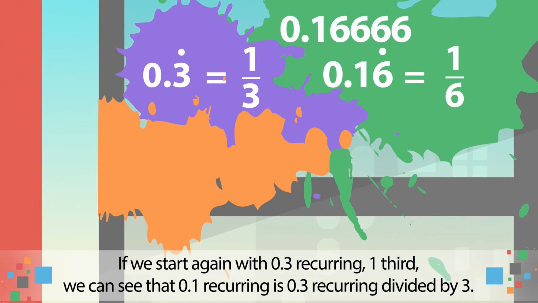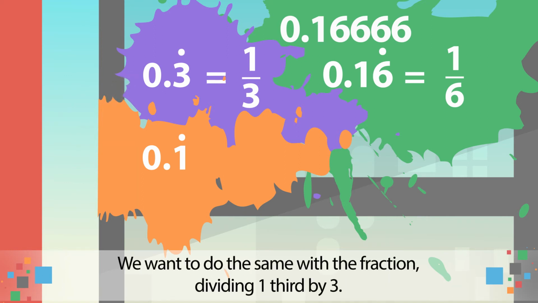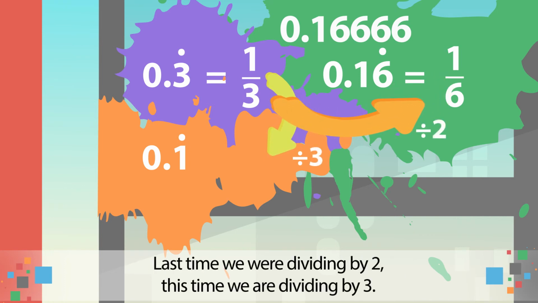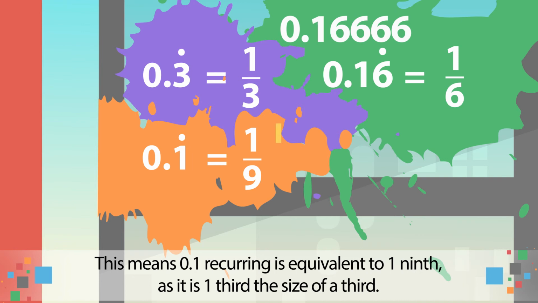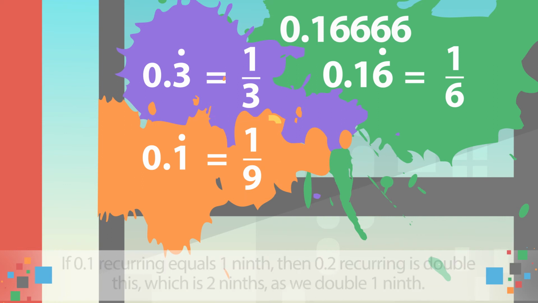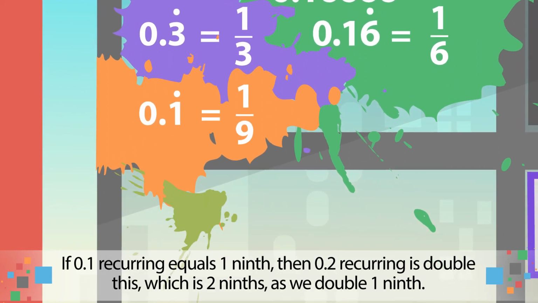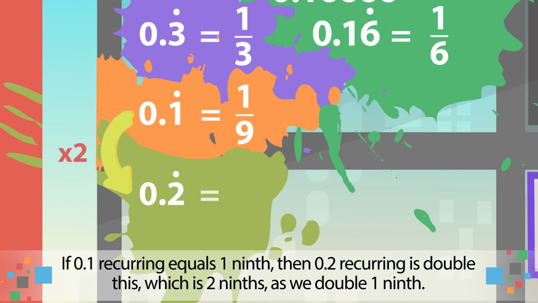If we start again with 0.3 recurring, 1/3, we can see that 0.1 recurring is 0.3 recurring divided by 3. We want to do the same with the fraction, dividing 1/3 by 3. Last time we were dividing by 2. This time we are dividing by 3. This gives us ninths. This means 0.1 recurring is equivalent to 1/9, as it is 1/3 the size of a third. If 0.1 recurring equals 1/9, then 0.2 recurring is double this, which is 2/9, as we double 1/9.